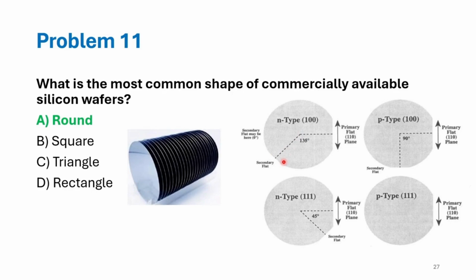Depending on what angle there is between the primary flat and the secondary flat, we can tell what kind of wafer it is. For each specific type of doping and orientation, there will be a different angle between them, so that you can use it to identify the wafer. Any questions?